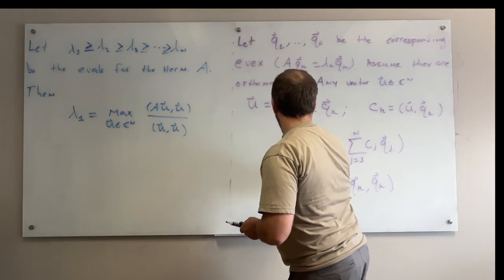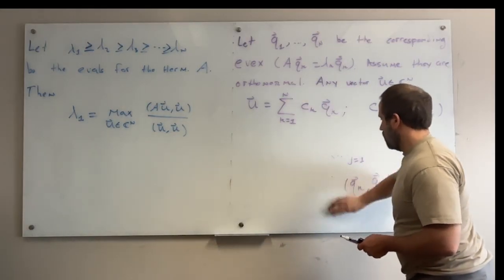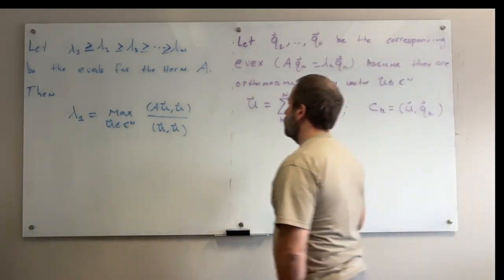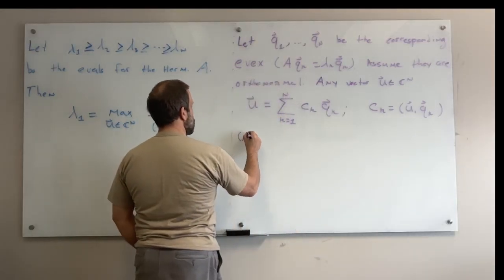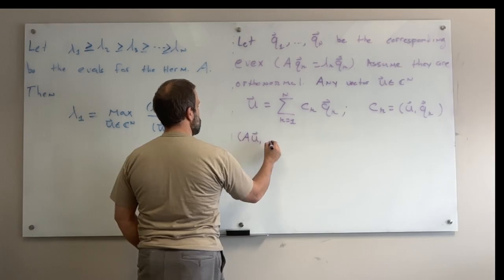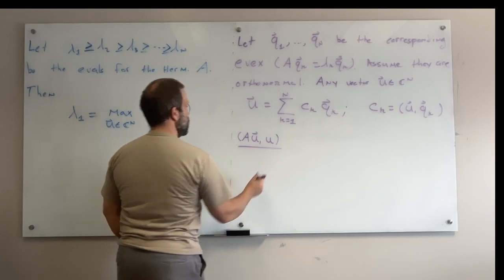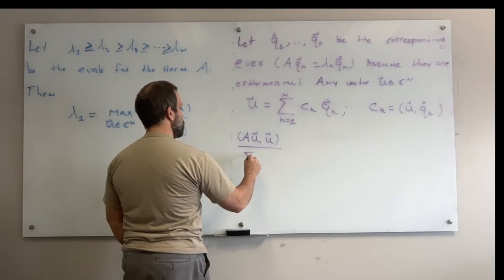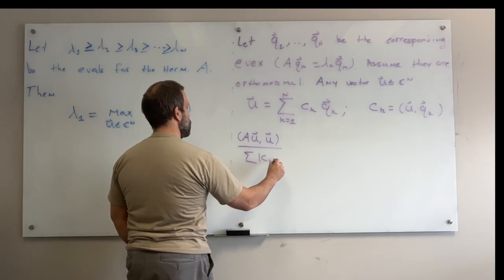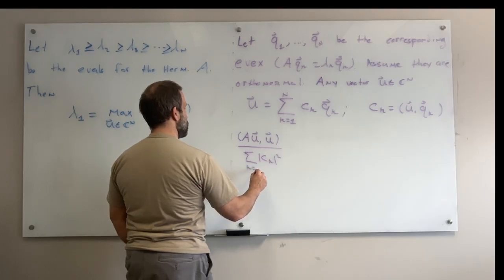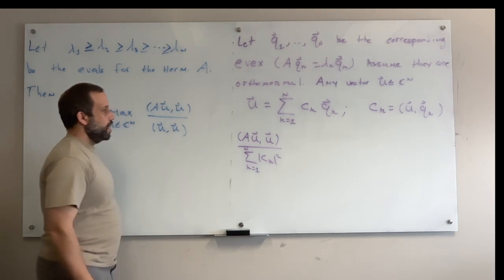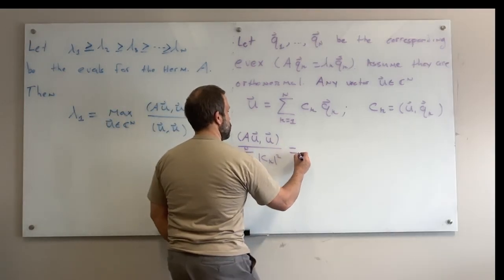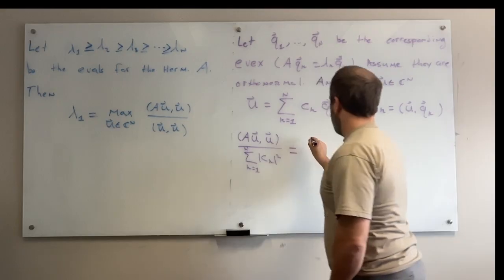Okay, so here's what we're going to do. We're just going to compute this right here. So if we compute this, we're going to have (Au, u). Well, I just computed (u, u). (u, u) is equal to the sum of the modulus of ck squared, k equals 1 to n. Now up here in the numerator, I'm just going to replace u with its expansion.